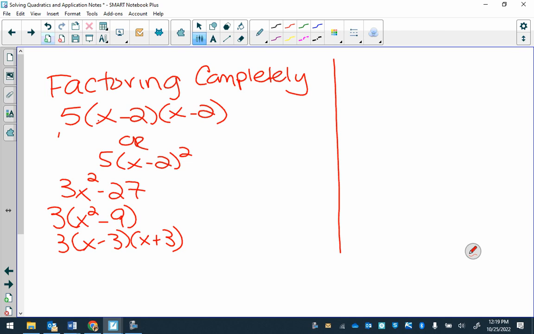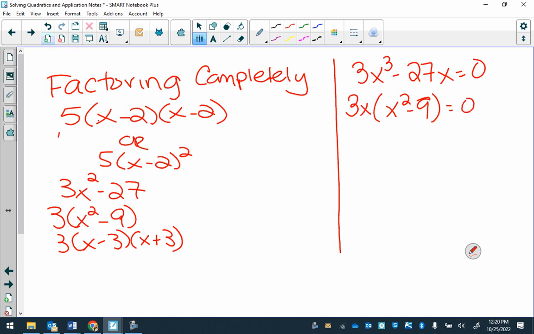Okay? But if it's solving, let's do, what is the greatest common factor here? 3x. Okay. What's left over? Okay, can I keep going? Okay. To what?